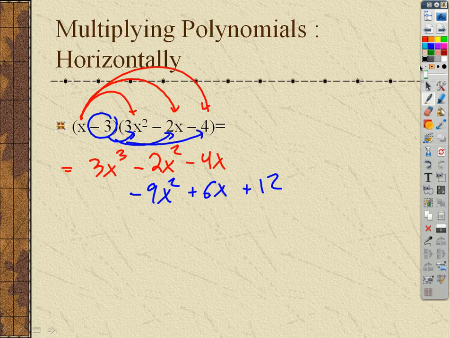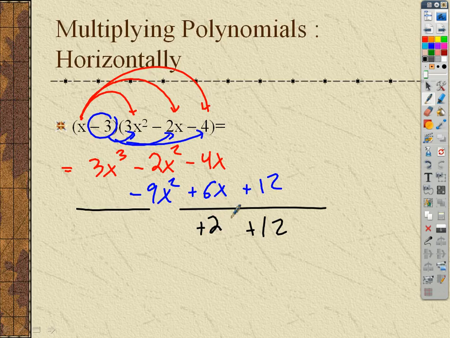Okay, and then we add those up. 12, negative 11x squared, and 3x cubed. Either way, no big deal.